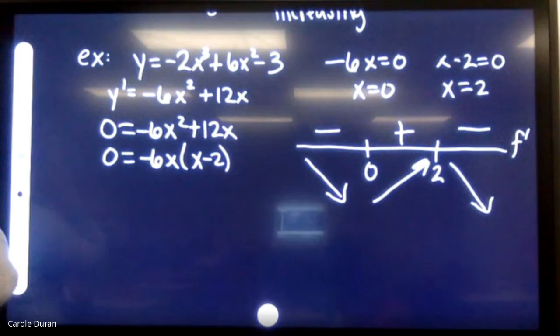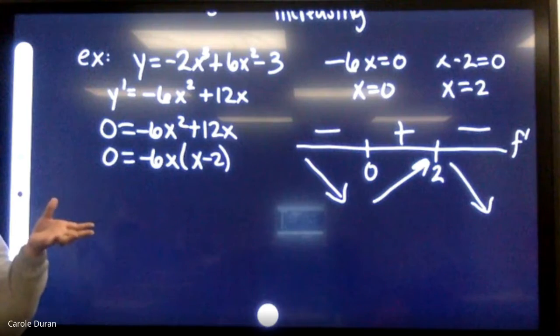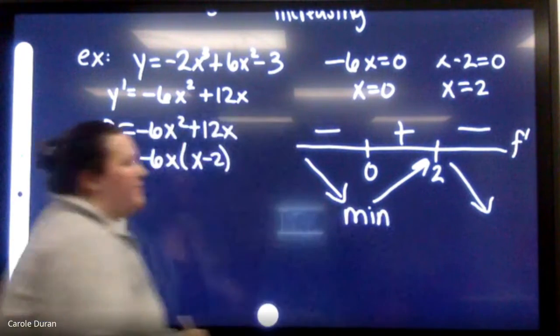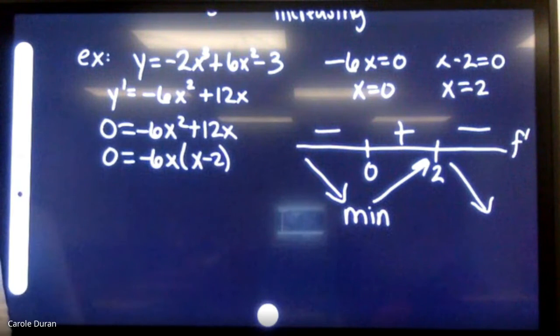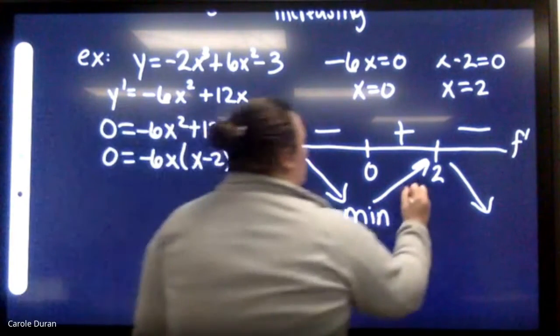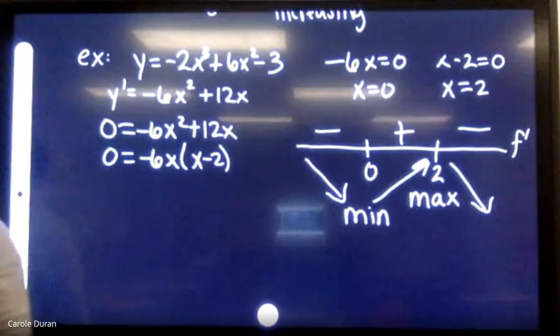So when I'm talking about a minimum, to the left it's going down, but to the right it's going up. So which x value is a minimum on this graph? 0. A maximum then is a hill. So from the left it's going up, but from the right it's going down. So which one of those is a maximum if it exists? 2. So without having done any other work, I identified my minimum and my maximum.